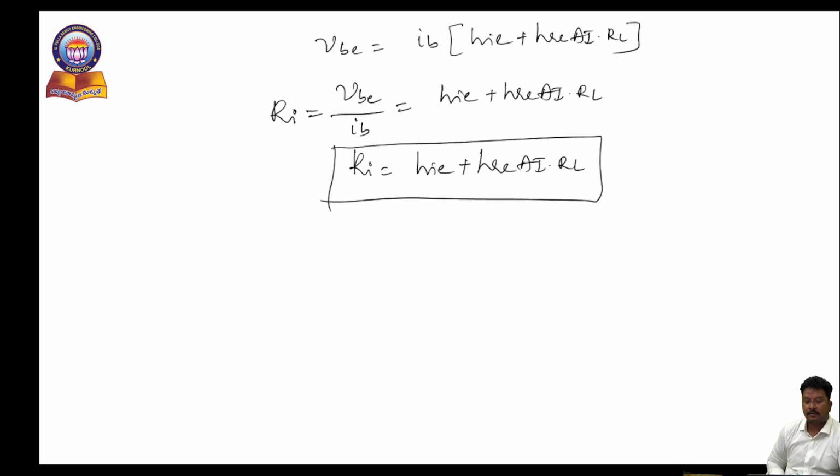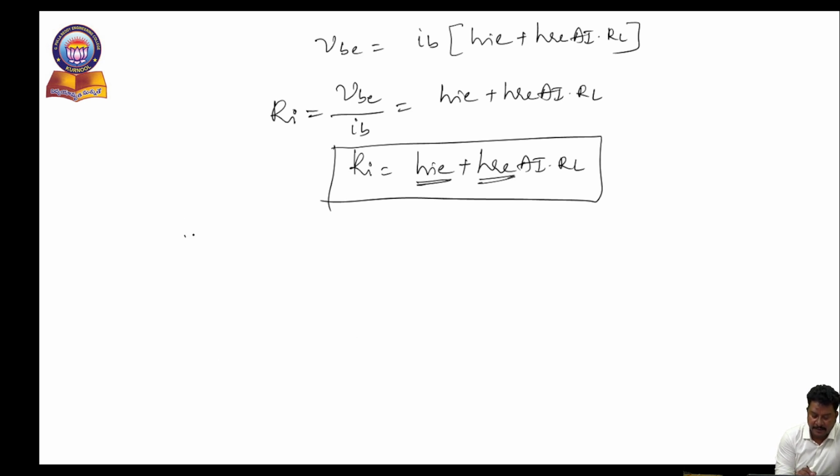This is one more parameter of the amplifier, which I am representing with respect to the H parameter. Unless you know HIE and HRE, it's very difficult for us to find the input resistance of an amplifier.